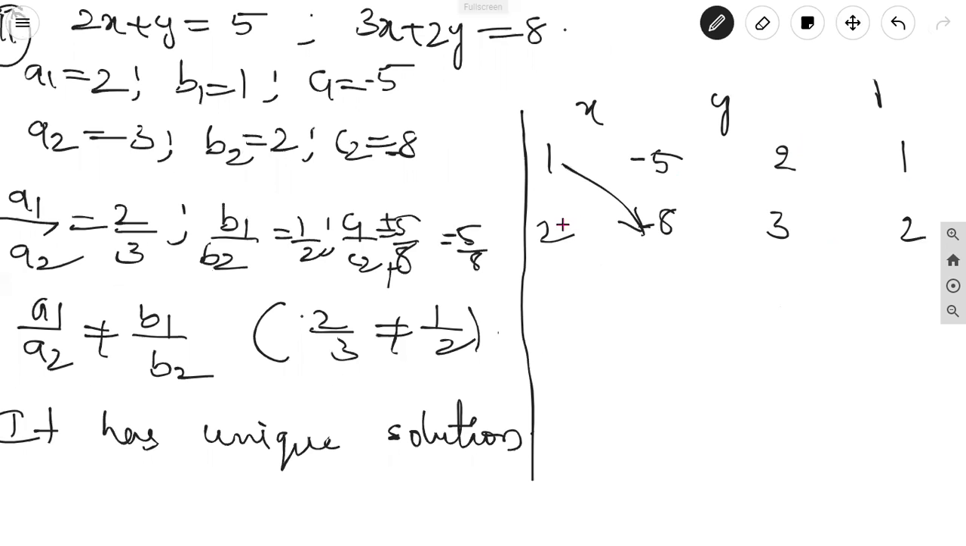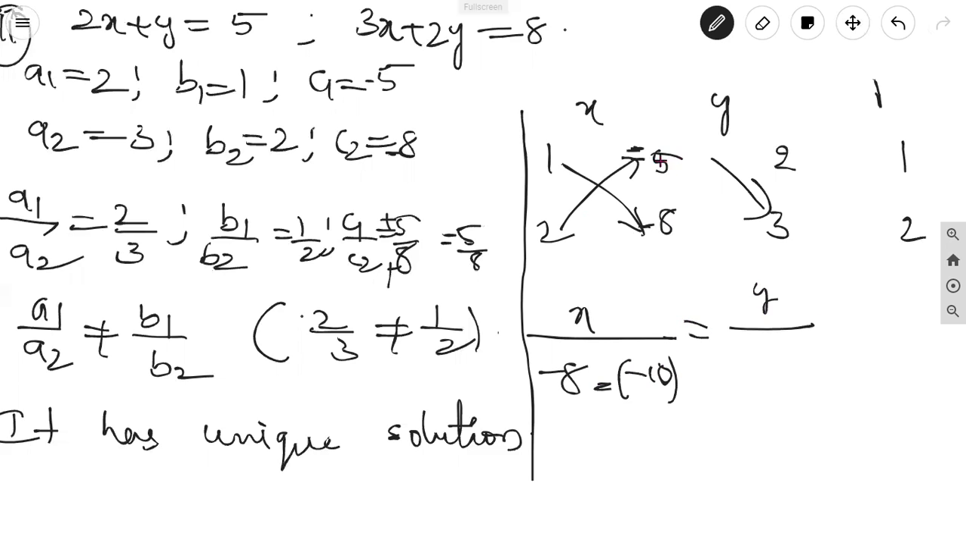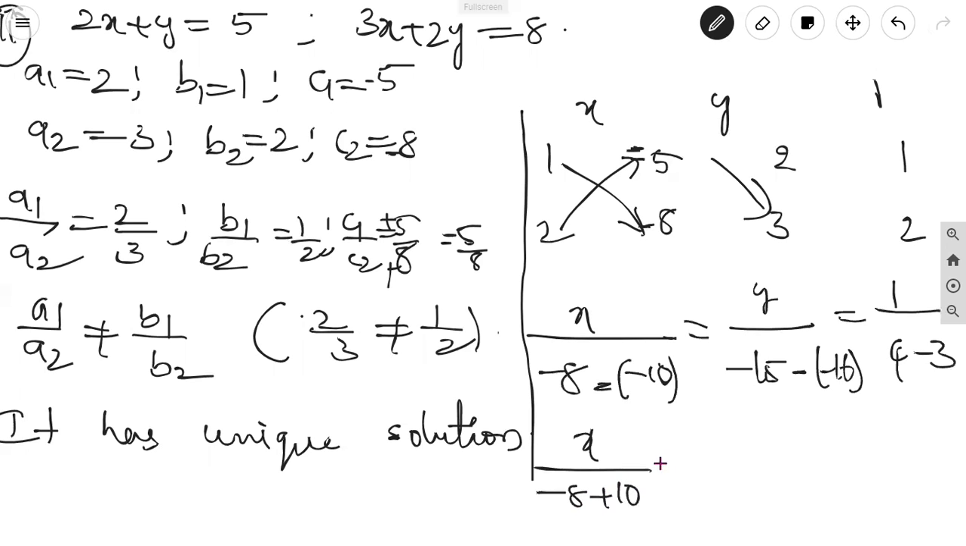Now take the cross multiplication. x by 1 into minus 8, minus 8, minus 2 into minus 5, minus 10, equal to y by minus 5 into 3, minus 15, minus minus 8 into 2, minus 16, equal to 1 by 2 2s are 4, minus 3 1s are 3. So x by minus 8 plus 10 equal to y by minus 15 plus 16 equal to 1 by 1.